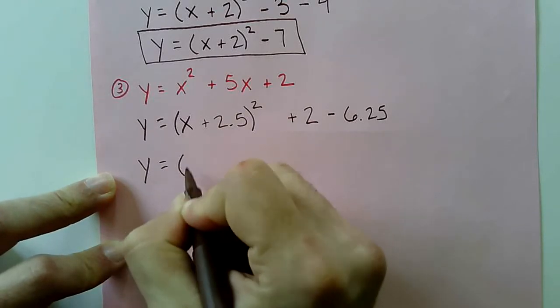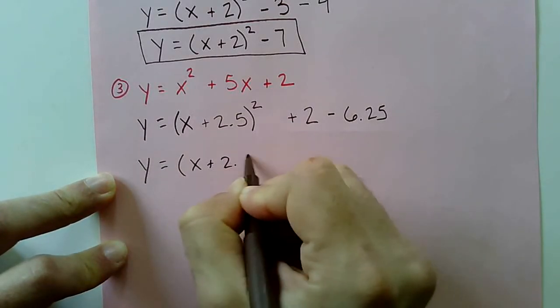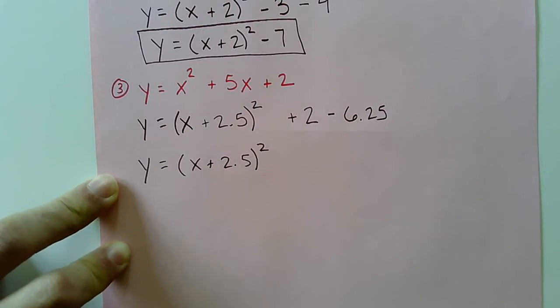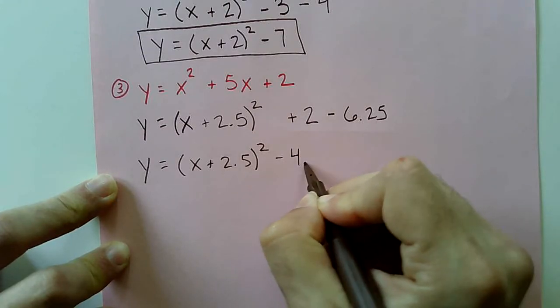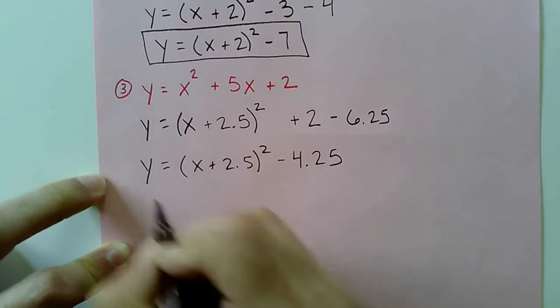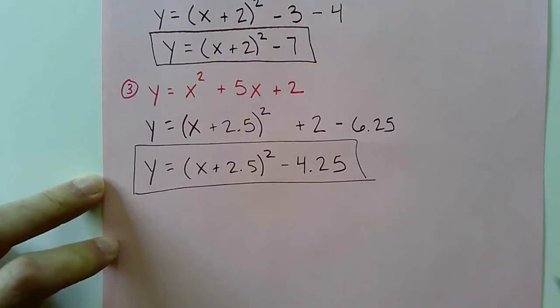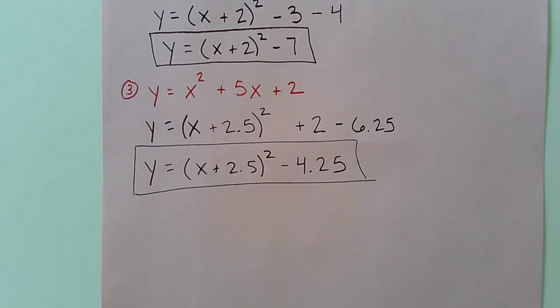y equals x plus 2.5 squared. And then 2 minus 6.25 is going to be negative 4.25. And there's my vertex form. Got one last one. Hang in there. Try to do this real quick for us.